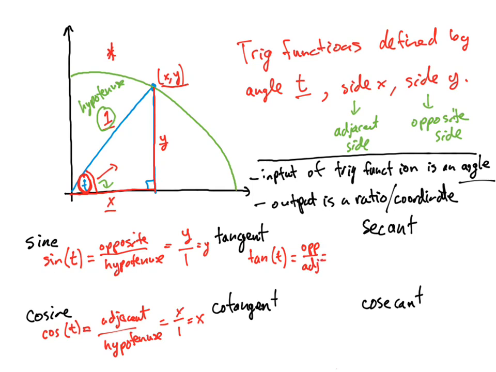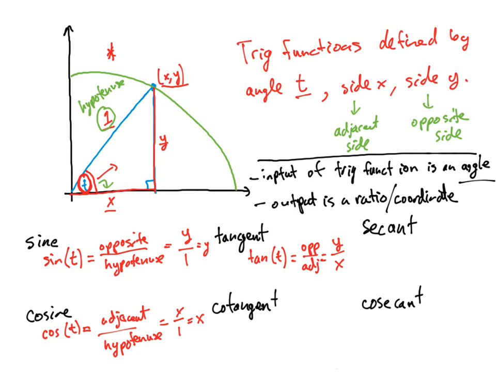Okay, so in the diagram, opposite side is y, the adjacent side is x. All right, so these three functions, sine, cosine, and tangent, are the basic or fundamental functions. The other three, cotangent, secant, and cosecant, are the reciprocals. Each of these is just the reciprocal of one of the first three.